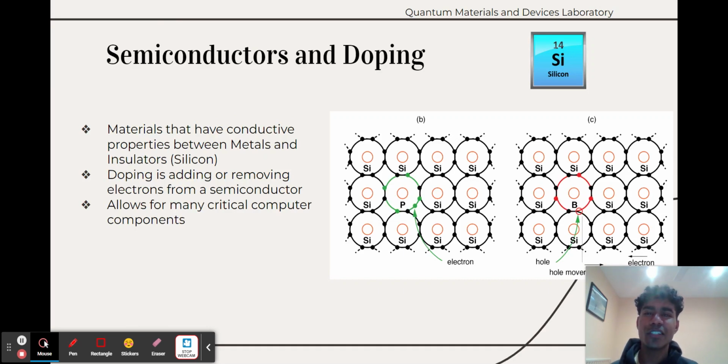First, let's give an introduction on semiconductors and doping. Semiconductors are materials that are a staple in modern technology. By simply adding electrons, negatively doping, and taking away electrons, positively doping, we can make these materials more metallic or insulating.